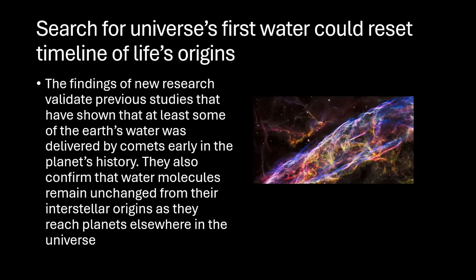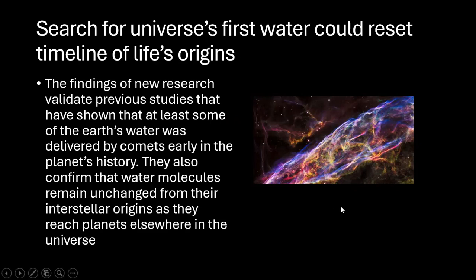But you need to understand that if you're hearing the word supernova, it is related to a star. The findings of a new research validate previous studies that have shown that at least some of the Earth's water was delivered by comets earlier in the planet's history. They are also confirming that the water molecules remain unchanged from their interstellar origin as these reach planets elsewhere in the universe. So what you have to understand is it is confirmed that this discovery of water could change current theories, indicating that life-supporting planets may have formed billions of years earlier than previously thought.